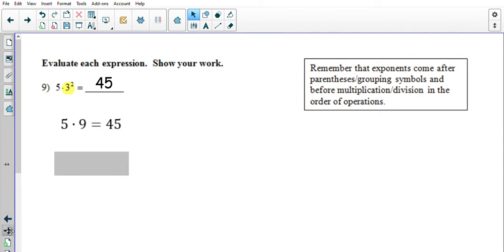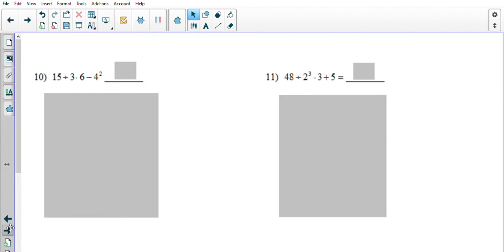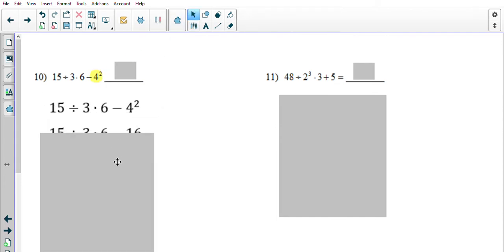We're doing this right here without calculators because really we're going to keep the numbers pretty simple. Number 10, 15 divided by 3 times 6 minus 4 squared. Let's start with the exponent since we don't have any parentheses or grouping symbols. 4 to the second power is not 8, it is 16. So we have 15 divided by 3 times 6 minus 16. I did my 4 squared.